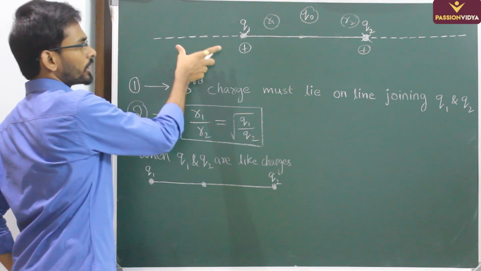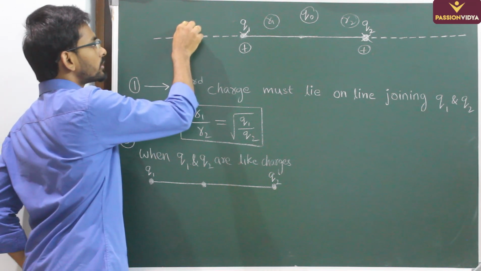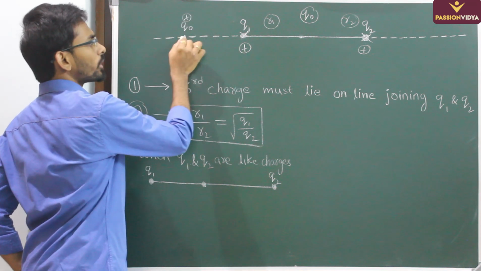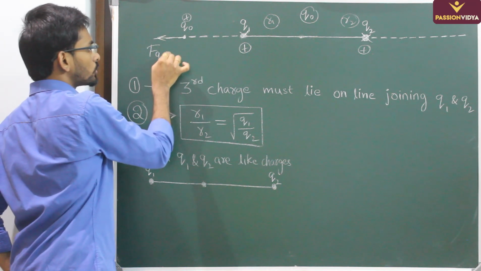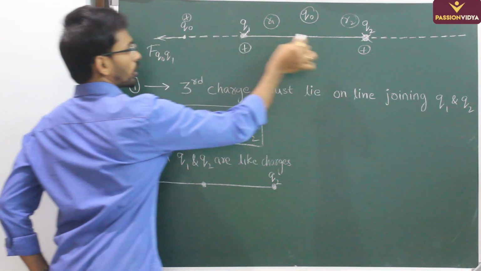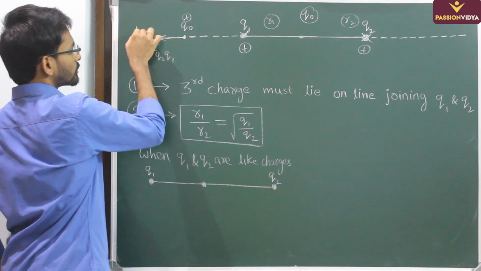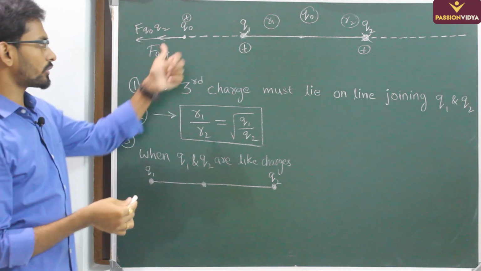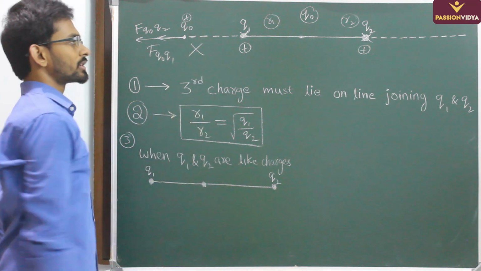Now let us check whether equilibrium is possible to the left of Q1 or not. Let us take Q1 here, Q0 here, and all positive. Since these two are positive charges, there will be a repulsive force, so the force on Q0 due to Q1 will be towards the left. Between Q0 and Q2, these are also like charges, so this will also be a repulsive force, and the force on Q0 due to Q2 will also be towards the left. Both are towards the left, so there is no chance of equilibrium. Equilibrium is not possible towards the left.